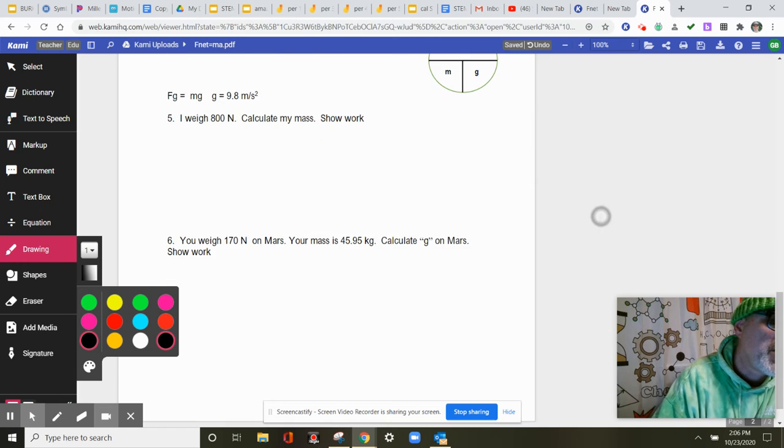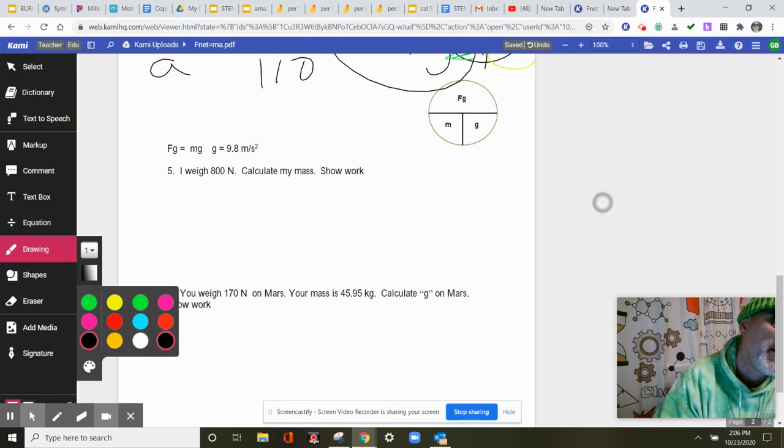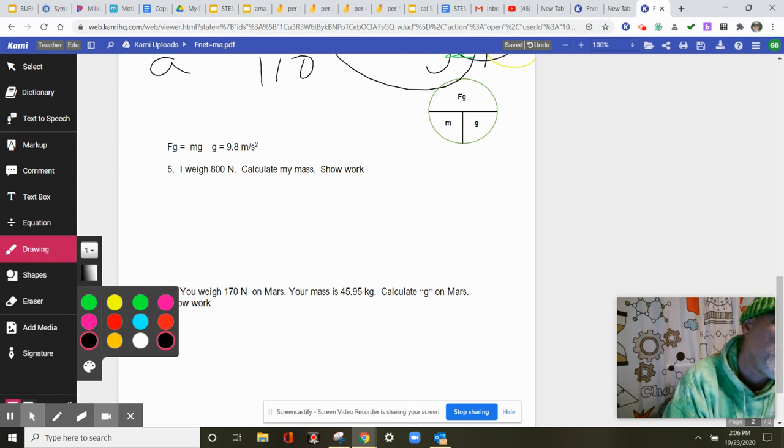All right, now these problems are really the same thing, except instead of it being a net force, it's just the force of gravity. How do we figure out something's weight? Well, we need to know the mass and the acceleration of gravity on the planet that we're on. So if I weigh 800, here I have the force of gravity, the weight, it's the same thing.